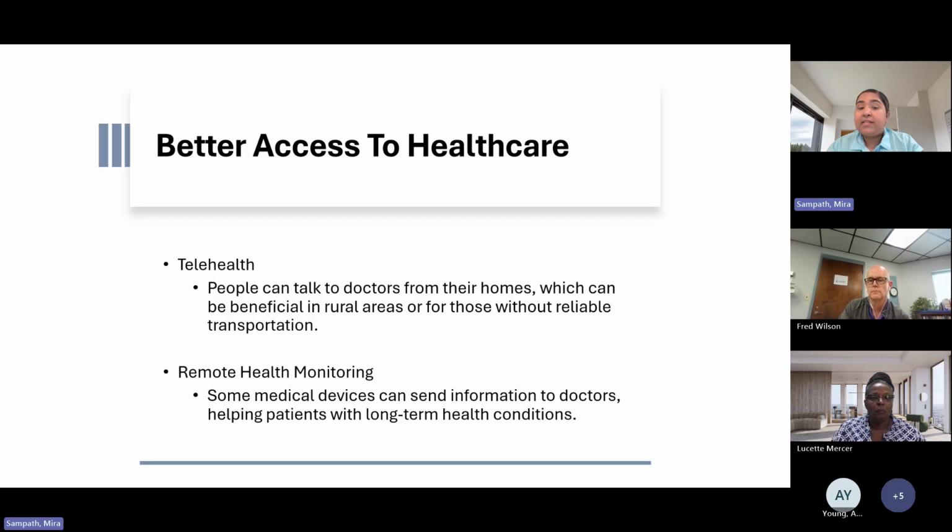Again, there are some medical devices that can send information to doctors about patients, which really helps patients with long-term health conditions or chronic conditions who otherwise may not be able to have an in-person appointment or may lack, again, the transportation or other resources that they need in order to have those in-person appointments. So, we are going to talk more about different telehealth platforms and remote patient monitoring in a few weeks as we move through this workshop series, but we did want to touch on that.